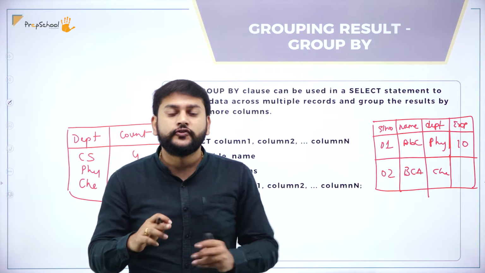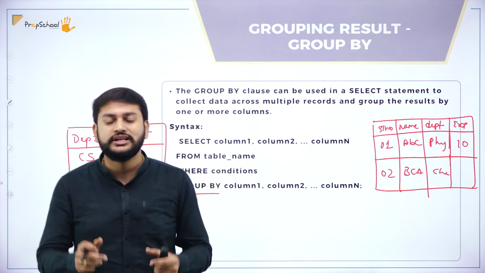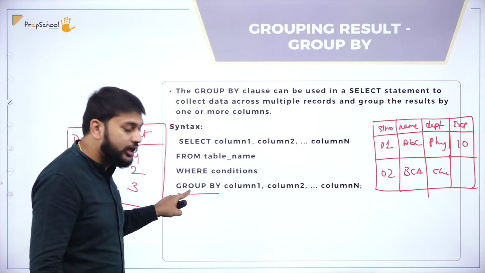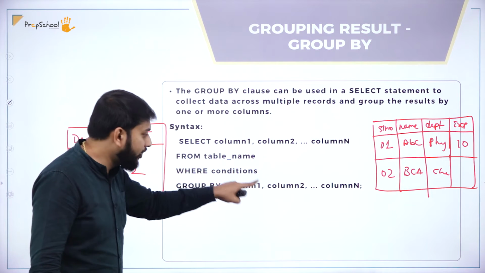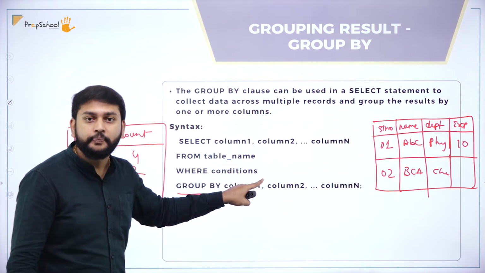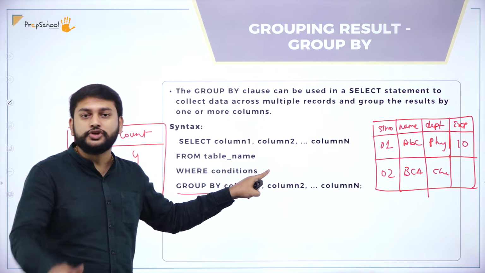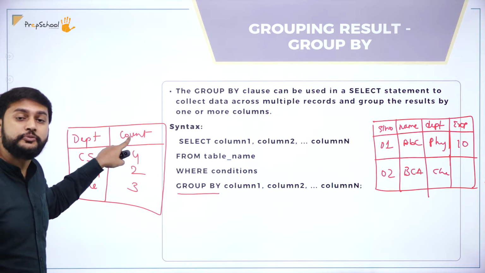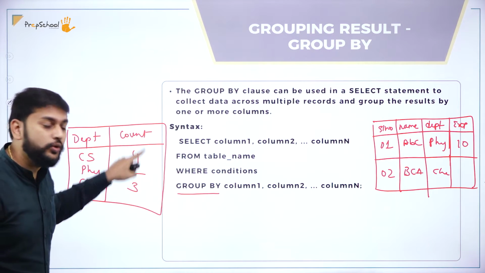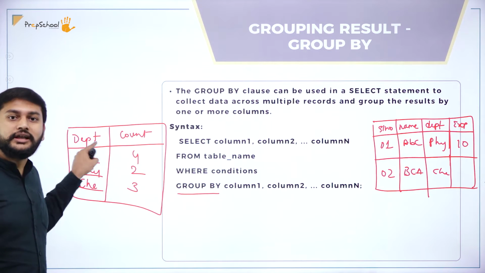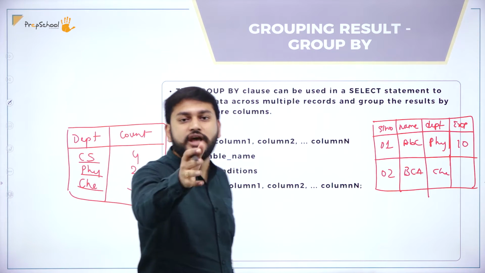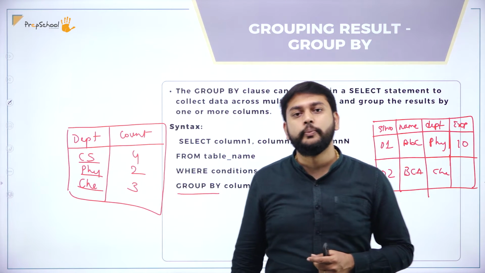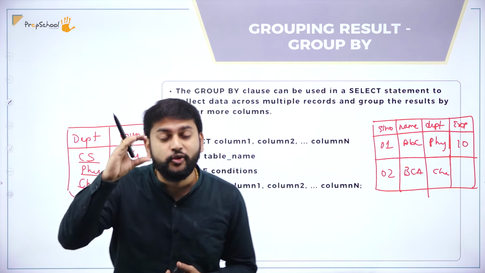How do you group it? For that, I have a special clause that is group by. Group by what? I want to group by department name. So that's what you need to understand. I have grouped by department and I have given the count. So how exactly will this count work? This count will work based on the department: how many times I have CS, how many times I have physics, how many times I have biology. This is how the count will work when it comes to group by. You got my point? I'm grouping the values.